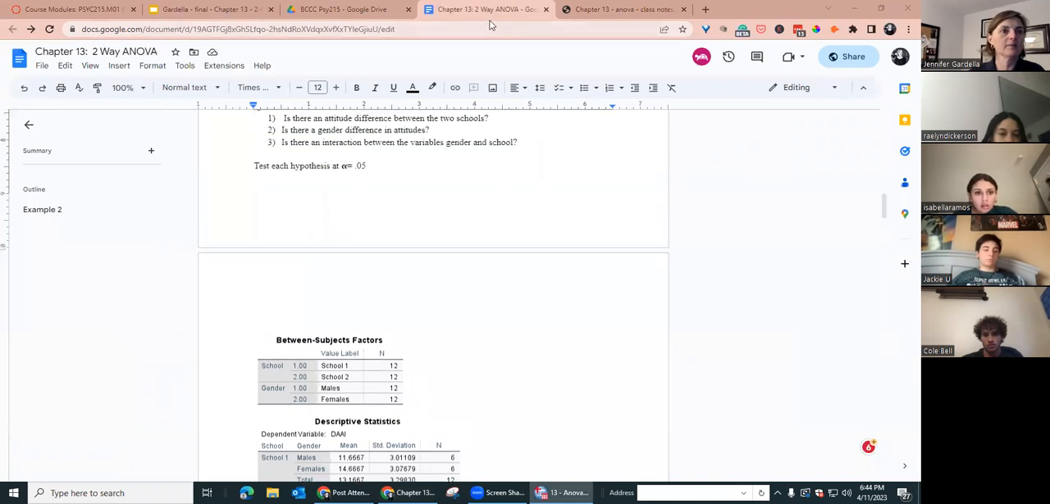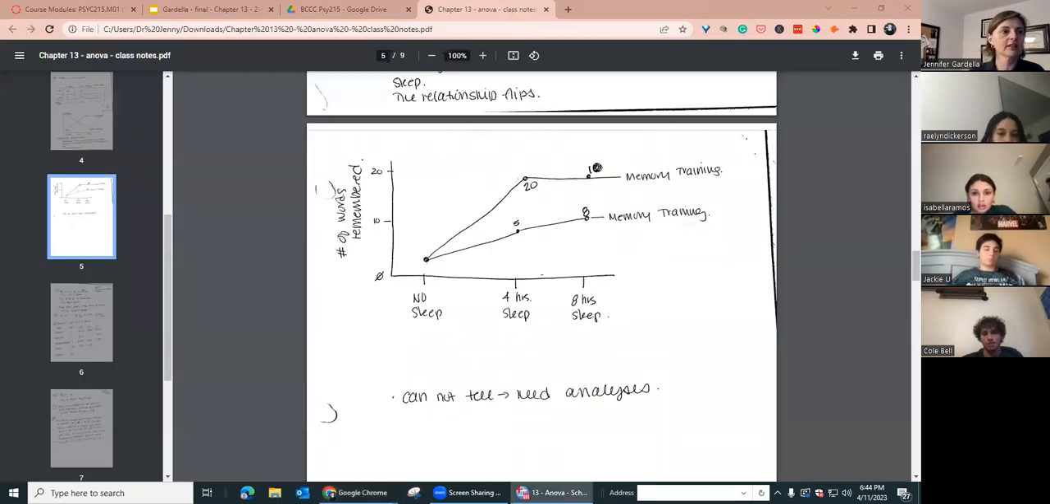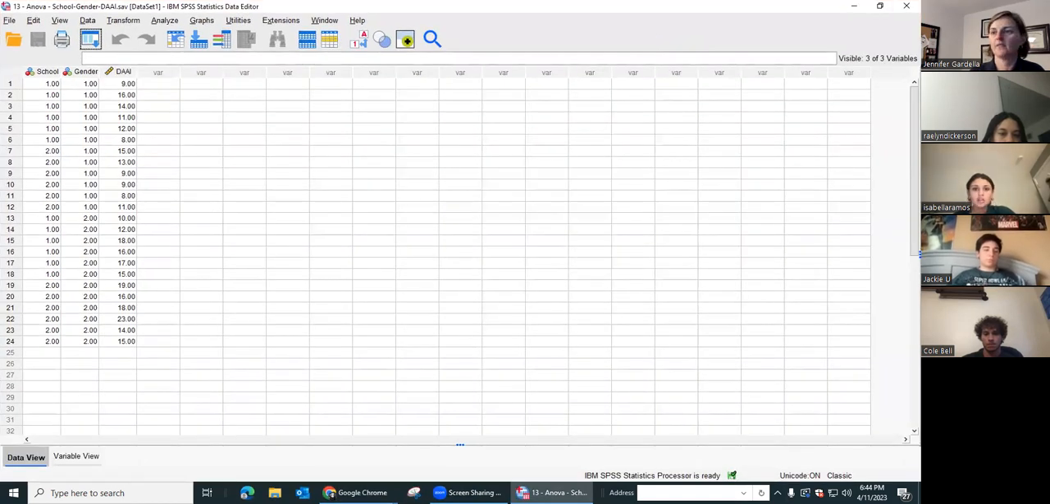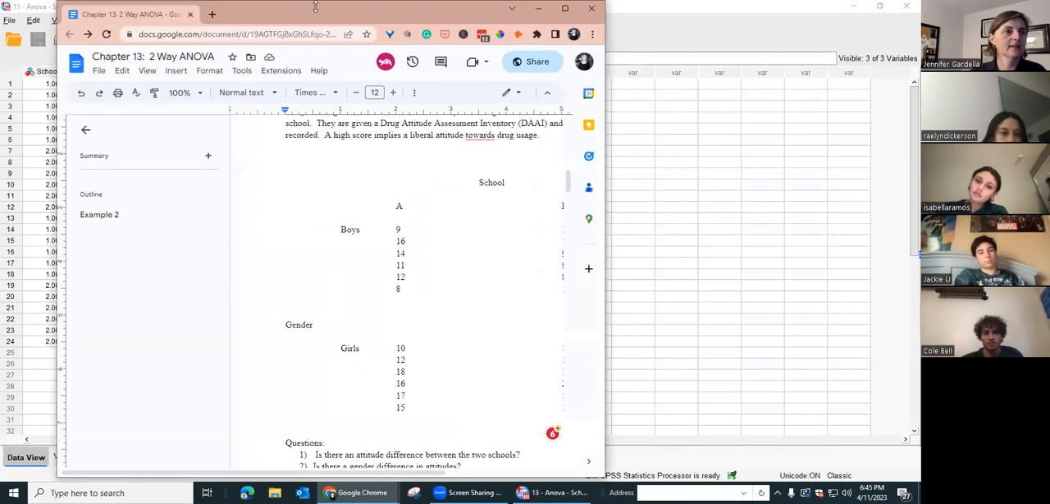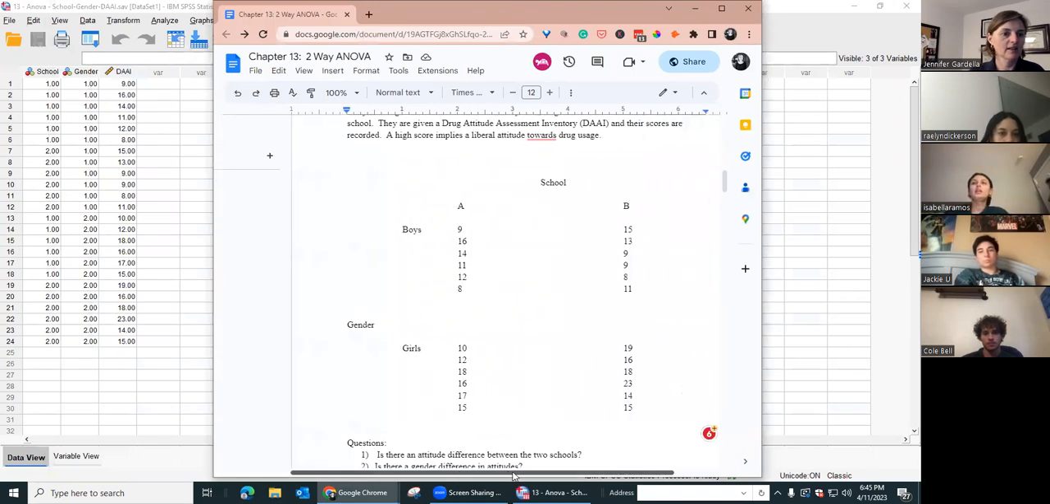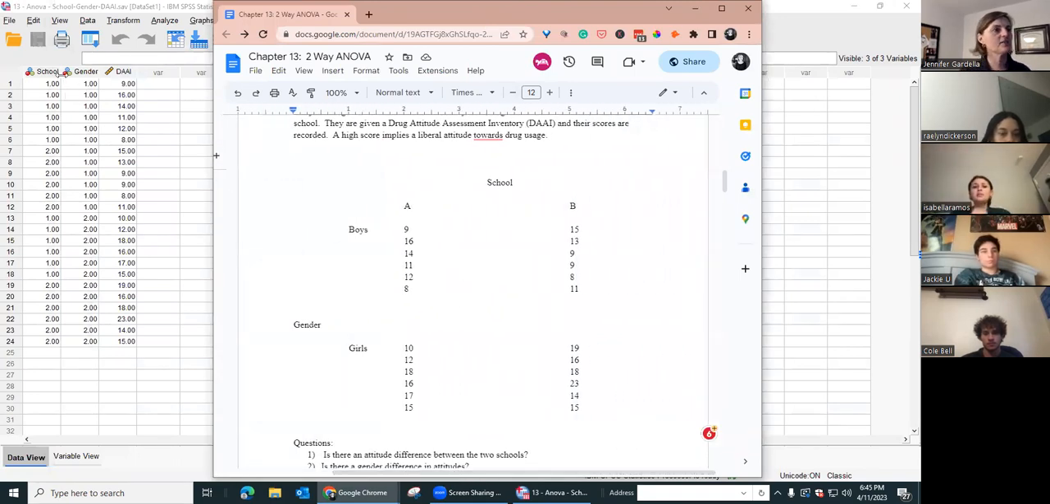So let me bring this over here and this over here. Okay. Oh, you know me, I have way too much open. Get rid of that, get rid of the room. Okay. So this is how you enter your data into SPSS. Can you guys see? Nope. Shoot. Maybe no. Okay, there it is. So can you see school, gender, and DAAI over here? Yes? And then you can see the data as it's laid out here.